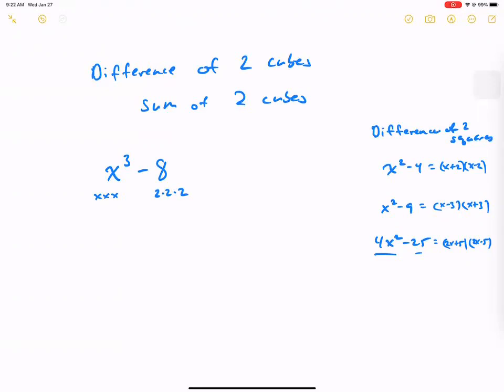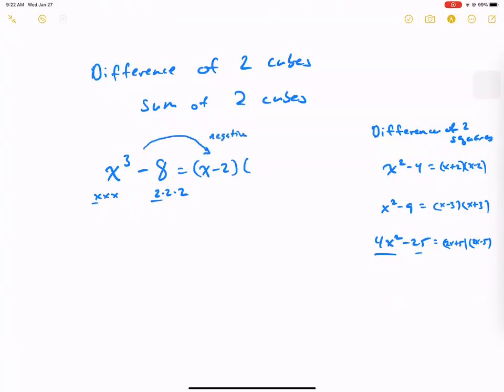But when it comes to a difference or sum of two cubes, it's not going to be that easy. So here's what the answer is going to be. Let me just write that for you. It's going to be x minus 2, okay? So we're going to take one from each. It's almost like I'm at the market, just picking up an apple and some broccoli. I just pick one from each. And if it's negative, it stays negative.